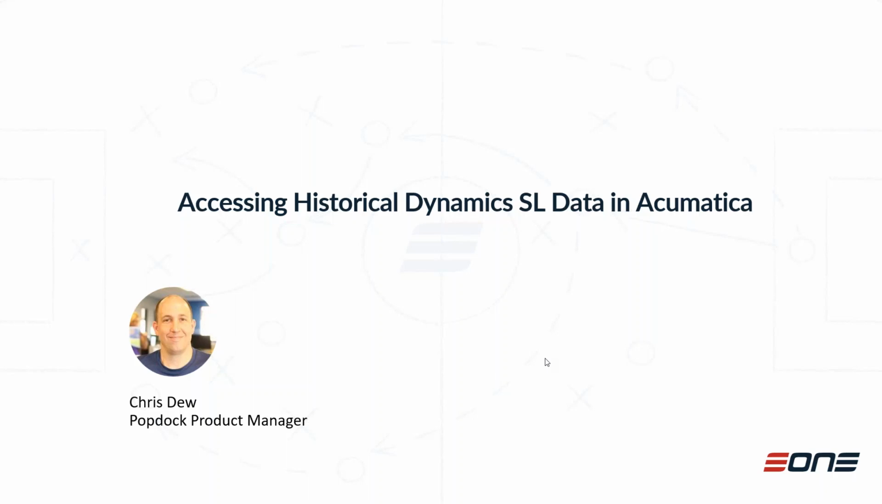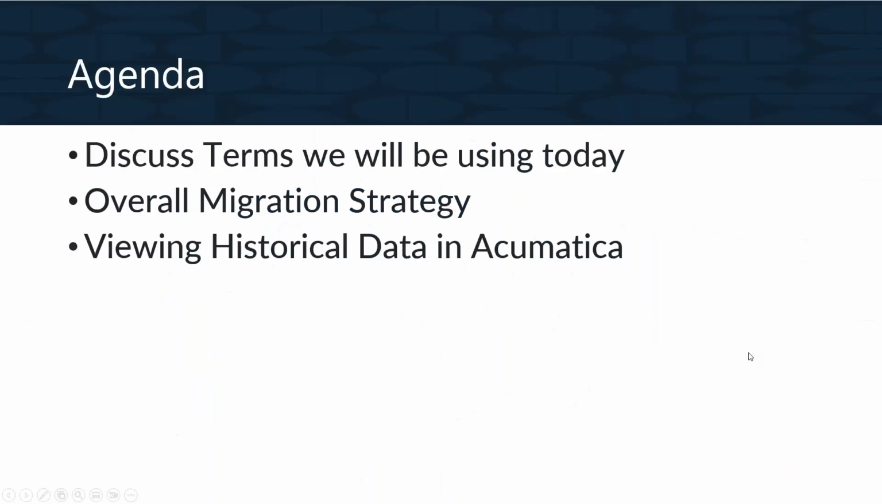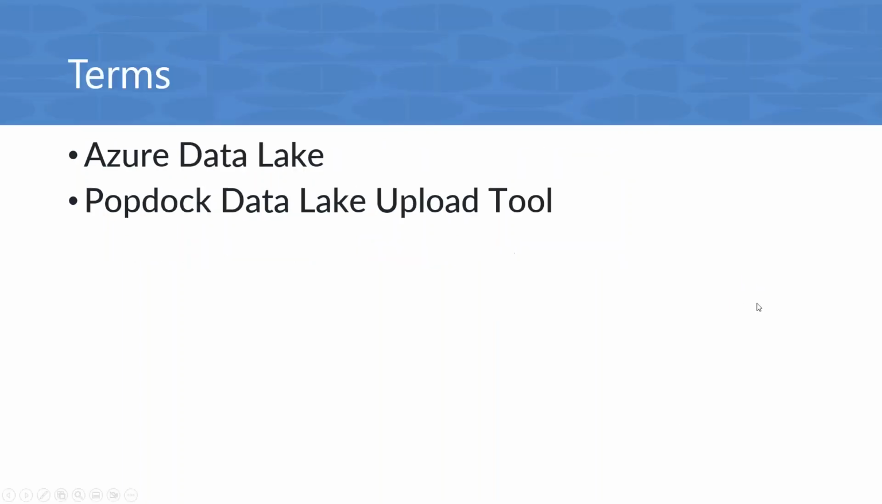And I'm excited to spend a little bit of time with you this morning as we discuss how we can see historical Dynamics SL data right inside of the Acumatica interface. So let's get started. Quick agenda. We're going to discuss a couple little terms that we'll be using throughout the conversation today. We'll talk just a little bit about the overall migration strategy and where everything fits in there, and then we'll spend the bulk of our time talking about how we can view that historical data from SL right inside of Acumatica.